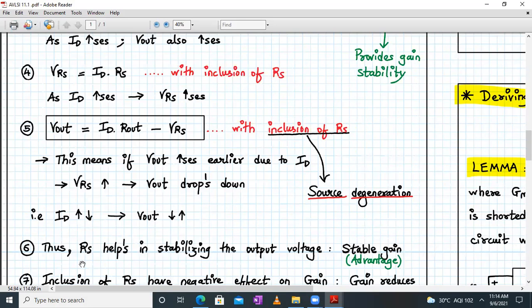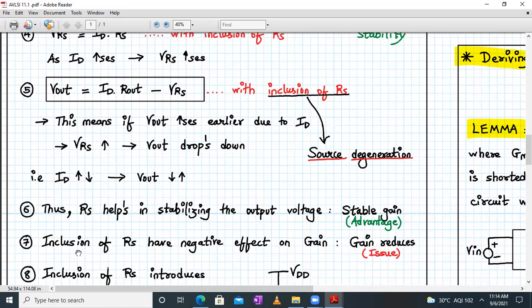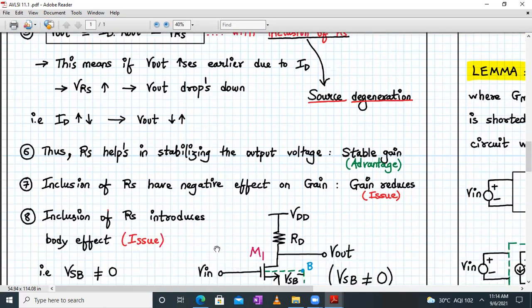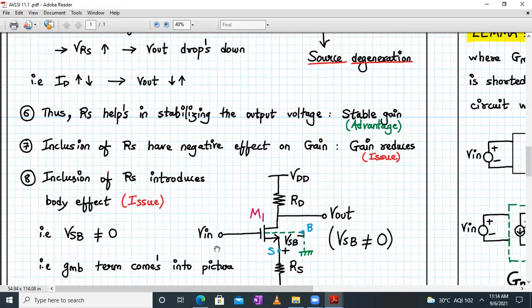Hence we get a stable gain. That's a unique advantage of a common source amplifier with source degeneration. And also inclusion of RS has a negative effect on the gain. That is, the gain reduces. That's the disadvantage, perhaps the most important disadvantage also.